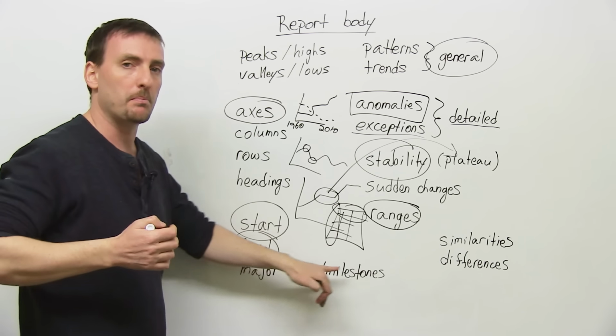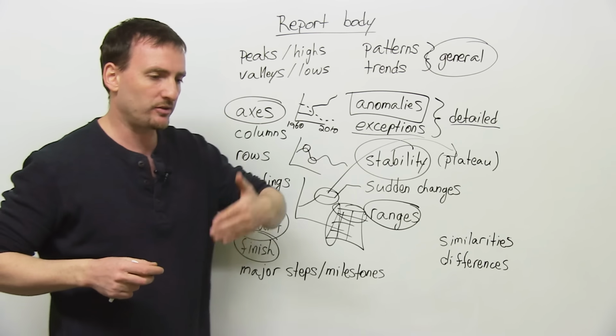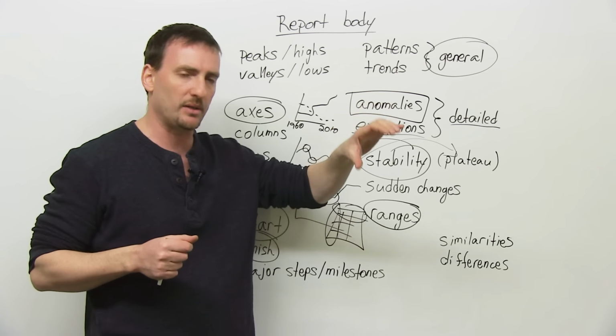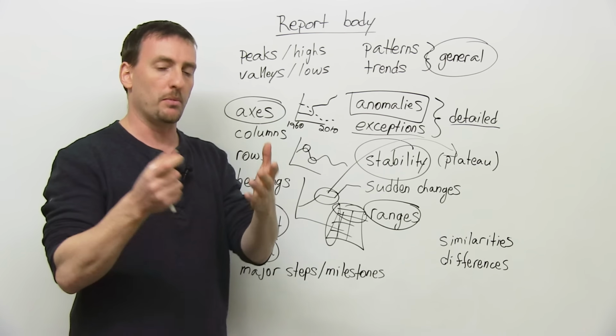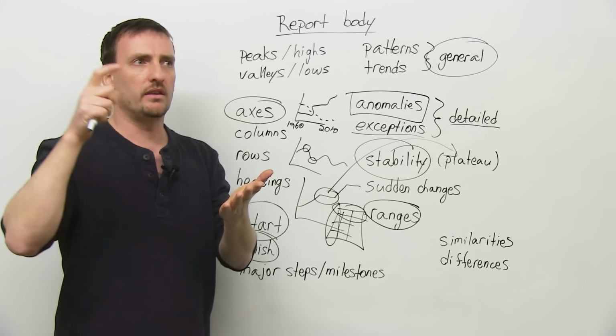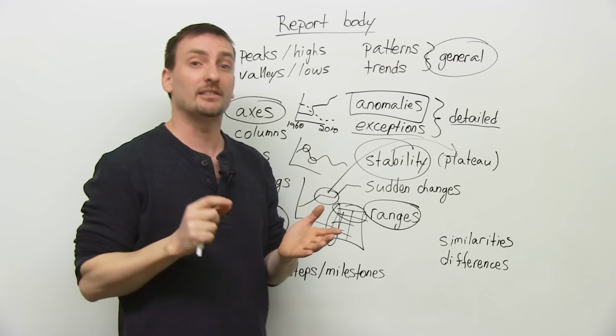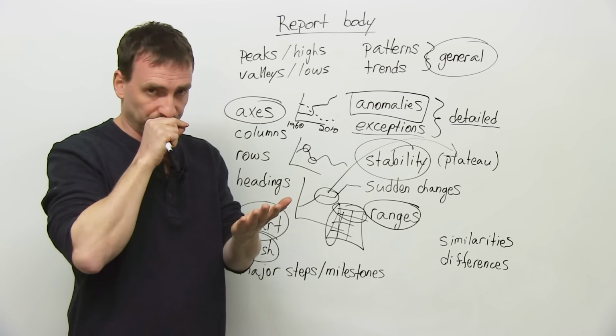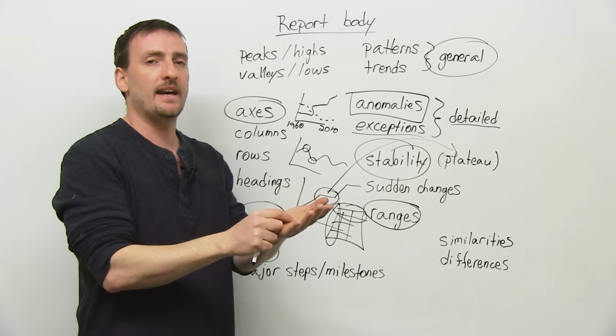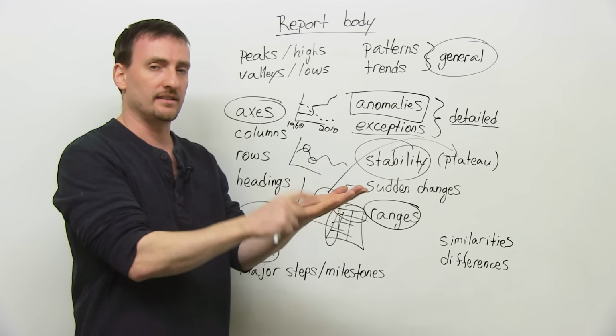Major steps, milestones. What is a milestone? A milestone is when something reaches a specific point in a process. So a moth, for example, the mother moth or the adult moth lays eggs. That's one milestone. The eggs hatch into larvae. That's another milestone.